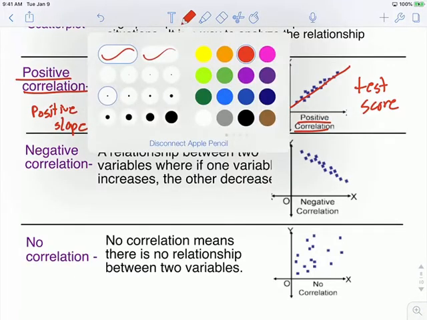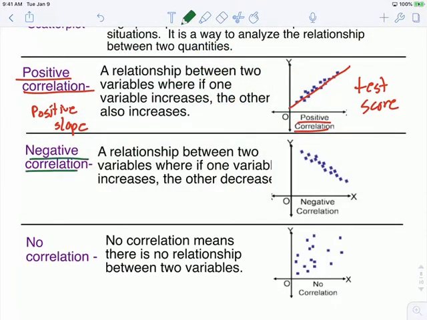Our next one down that we talked about was negative correlation. And this is where it dropped down like this. This was where we were talking about fuel efficiency, and this is kind of like having a negative slope.